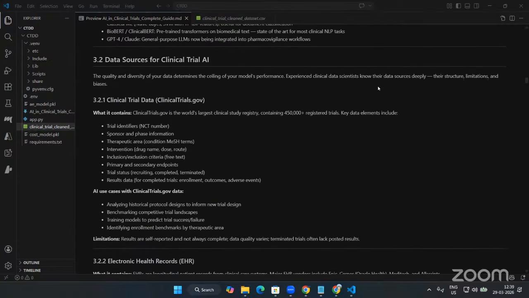Now, the next step is data sources for clinical trial AI. But before that, we will go to the project part again.